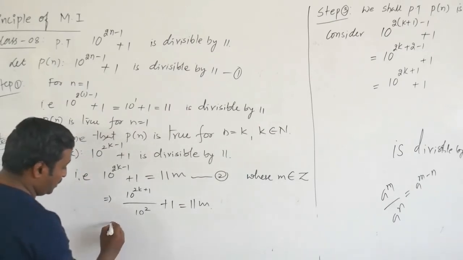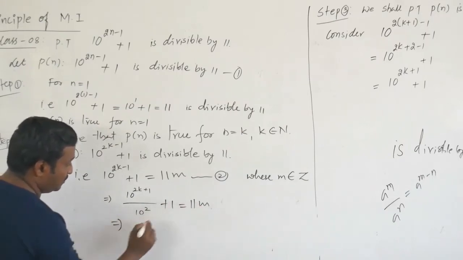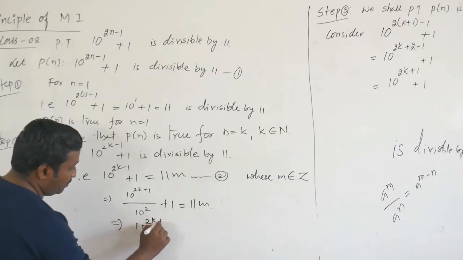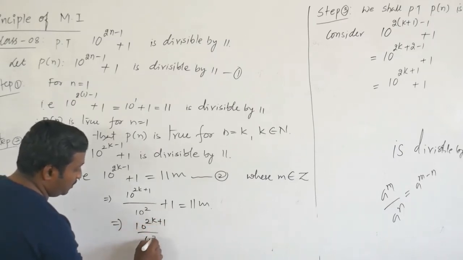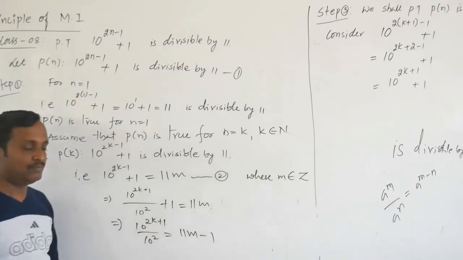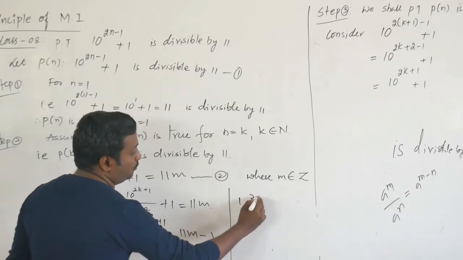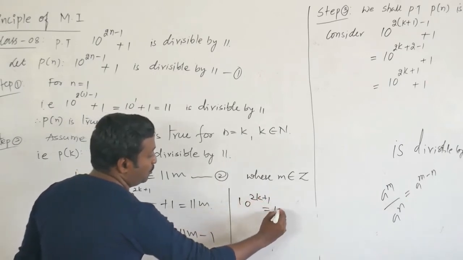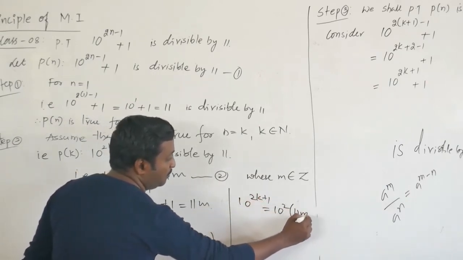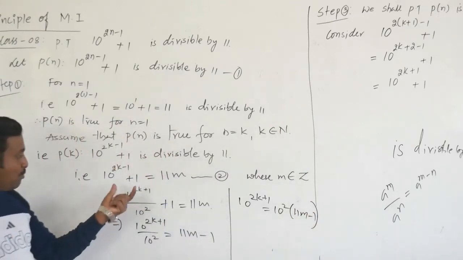ಸೊ ಈಗ ಏನು, ಇದನ್ನ ಈ ಕಡೆ ಕಳಿಸಿ. 10 raised to 2k plus 1 by 10 square can be written as 11m minus 1. ಇದನ್ನ ಈ ಕಡೆ ಕಳಿಸಿ. ಸೊ modify ಮಾಡಿ 10 raised to 2k plus 1 is equal to 10 square into 11m minus 1. I hope you are getting. Once again I will repeat the point.